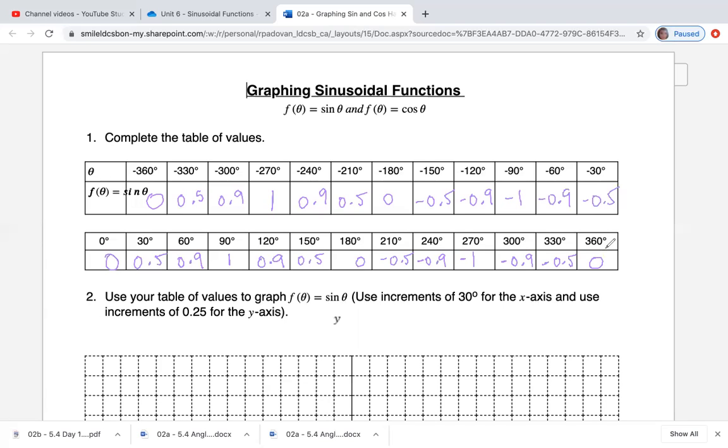Okay, so hopefully your chart matches mine. Again, you can pause it and double check your answers according to mine. So using this table of values, this would be your X value. We need X to go from negative 360 to positive 360 along the X axis. And our Y value goes as low as negative 1 and all the way up to positive 1.